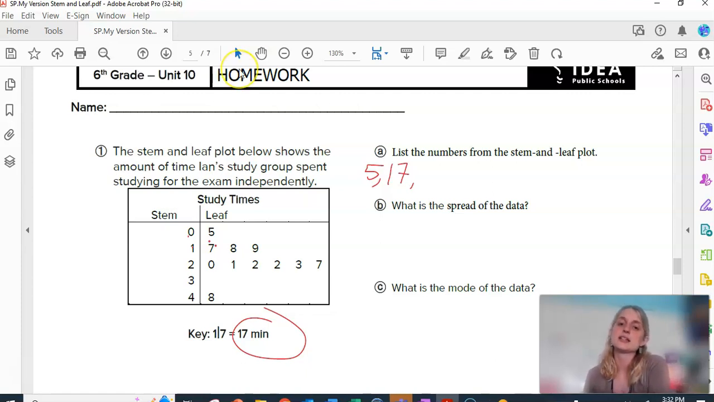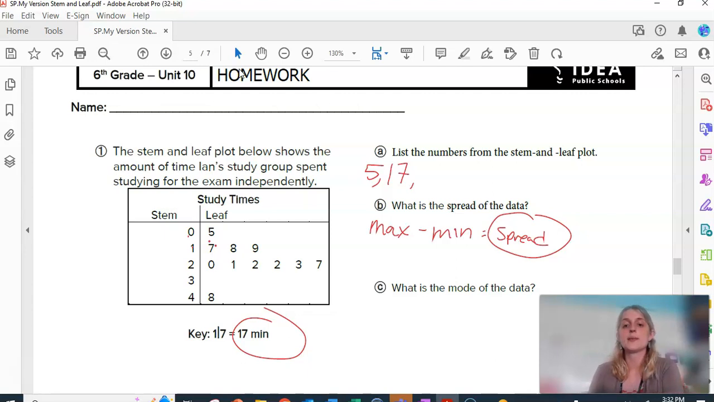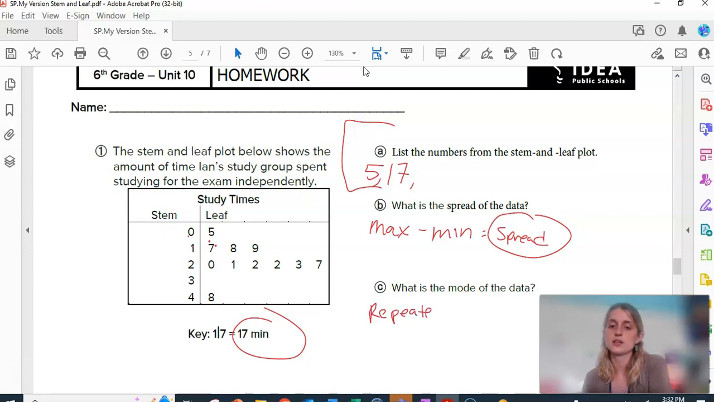The spread is the biggest number, the maximum, minus the minimum. Whatever that answer is, that's your spread, also known as your range. The mode is the most common number. When you list them all out here, it's even easier to see: what number is repeated the most? Not the biggest. What number is written again and again, the most number of repeated times? That's what mode means.